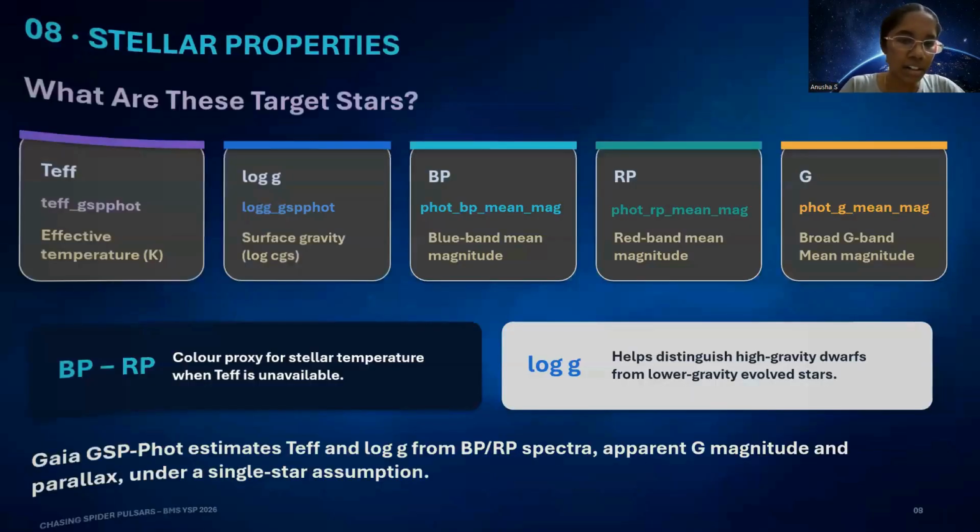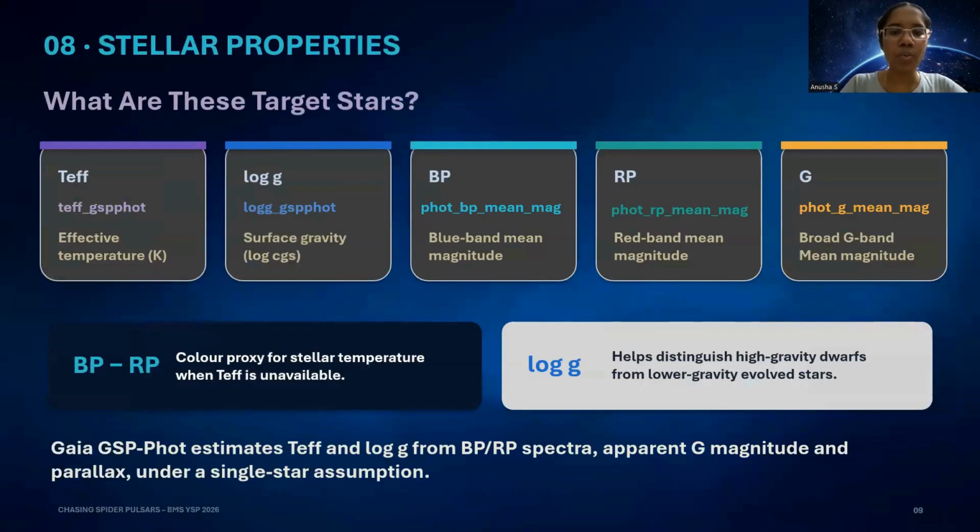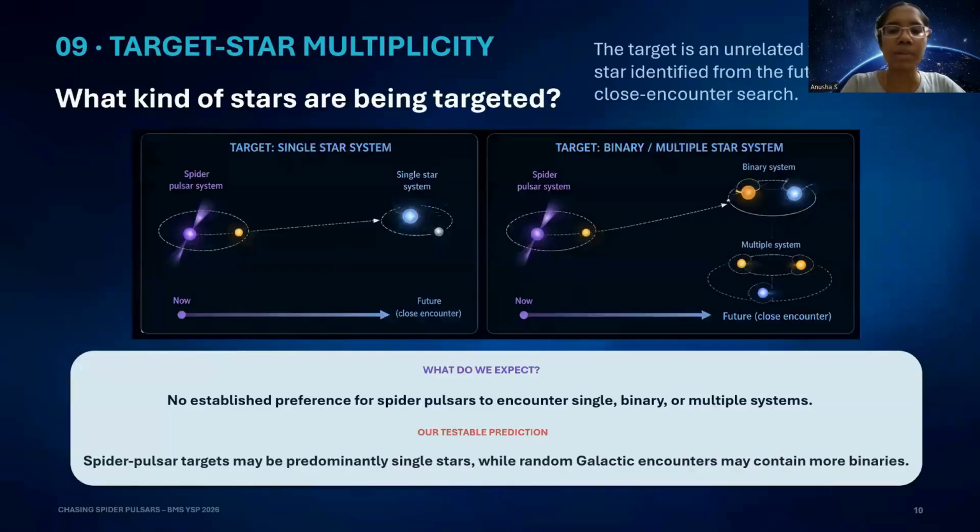Once we had targeted stars, we wanted to know what kind of stars they actually are. From Gaia, we extracted parameters such as effective temperature, surface gravity, and BP, RP, G magnitudes. Effective temperature tells us about the star's temperature, while surface gravity helps distinguish high gravity main sequence stars from low gravity evolved stars. We can also use BP minus RP as a color indicator of stellar temperature when temperature measurements are unavailable. We also ask whether these target stars are single or part of binary or multiple systems.